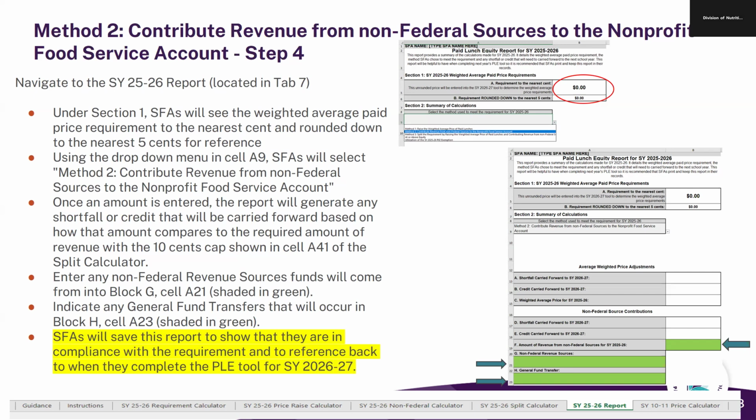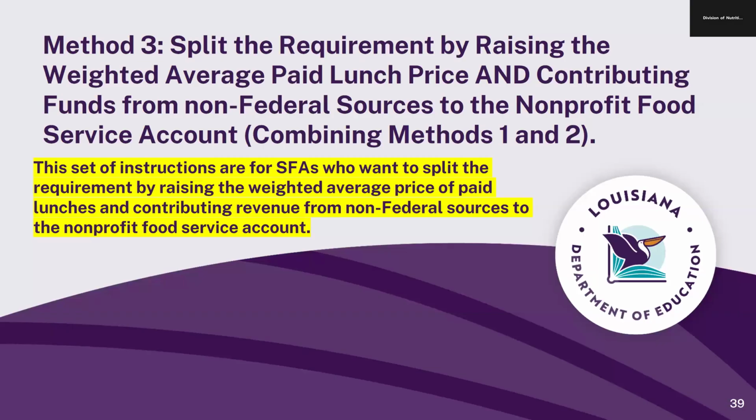And again, you're going to save this report to show that you're in compliance with the requirement and to reference it back when you complete the 26-27 school year paid lunch equity tool. So again, those instructions for if you were going to contribute non-federal sources.